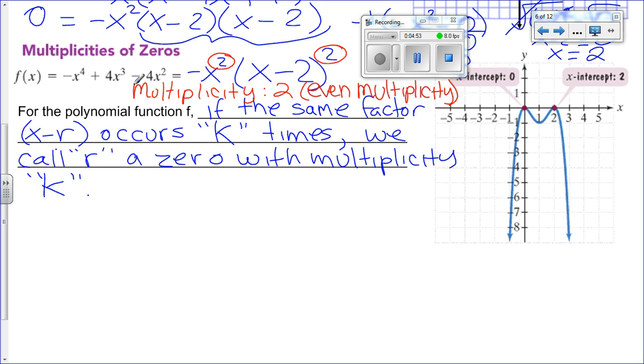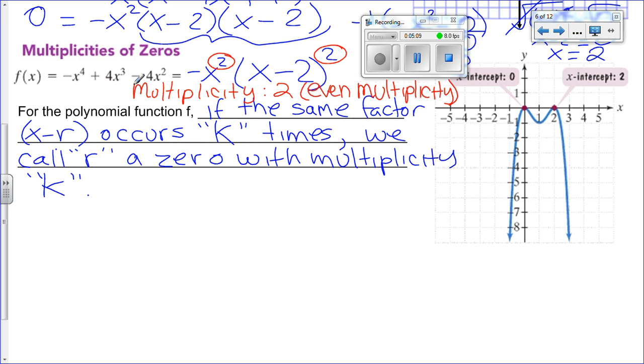Now, if we have even multiplicity, we will also have odd multiplicity. And so those are factors that occur once, because 1 is an odd number. Also, if the factor occurs 3 times, 5 times, 7 times, and so on.